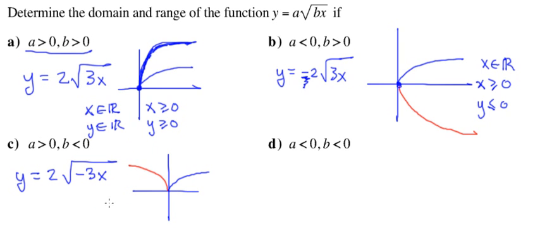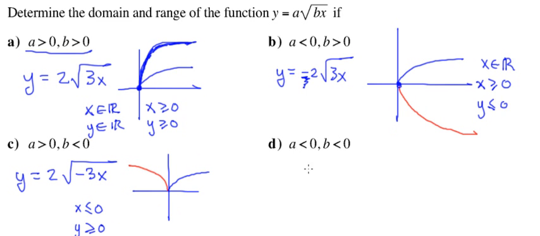This finally affects the domain. Now our domain is going to be x is any number less than or equal to 0, because the negatives work, but the positives do not for the red curve. And for our range, we get the same range as always. Y is greater than or equal to 0, because the negatives don't work, but the positives do.